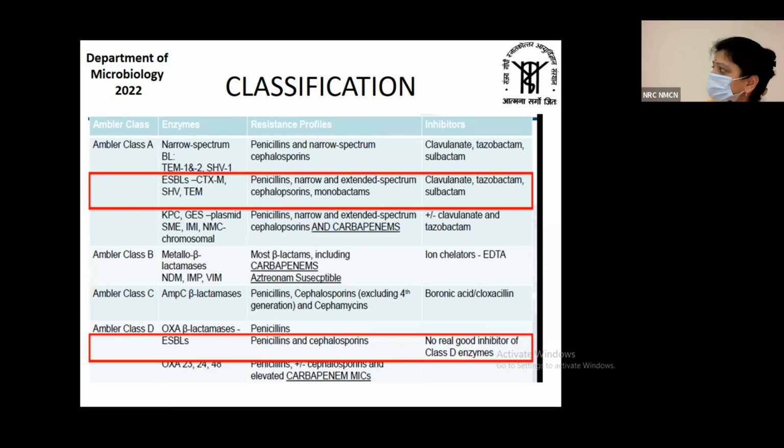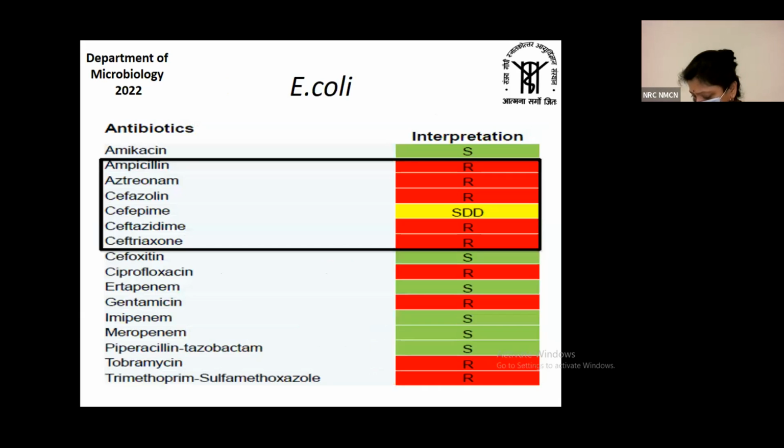The last group of enzymes is class D or OXA group. This is not so prevalent in India, so I will not go into that. Now, just coming back to the interpretation of the antibiogram. So here, what do we have? We have resistance to ampicillin, aztreonam, cefazolin, ceftazidime, and ceftriaxone. So definitely my isolate is an extended spectrum beta-lactamase producer, right?